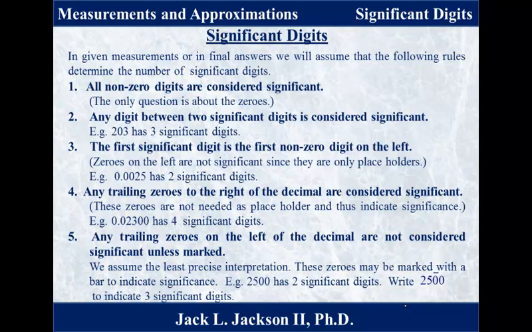So first of all, look at this example, 0.02300. The first significant digit is the 2. So the first two zeros, 0.0, those are insignificant.